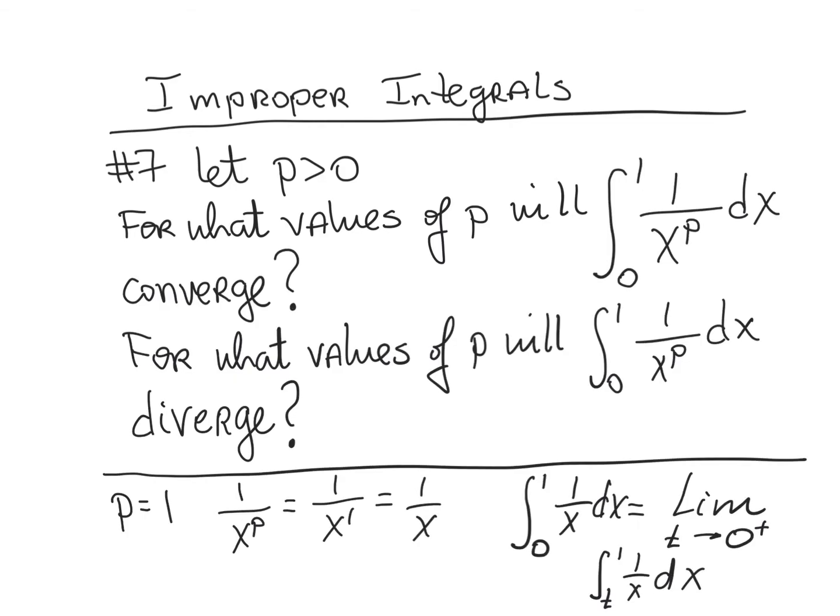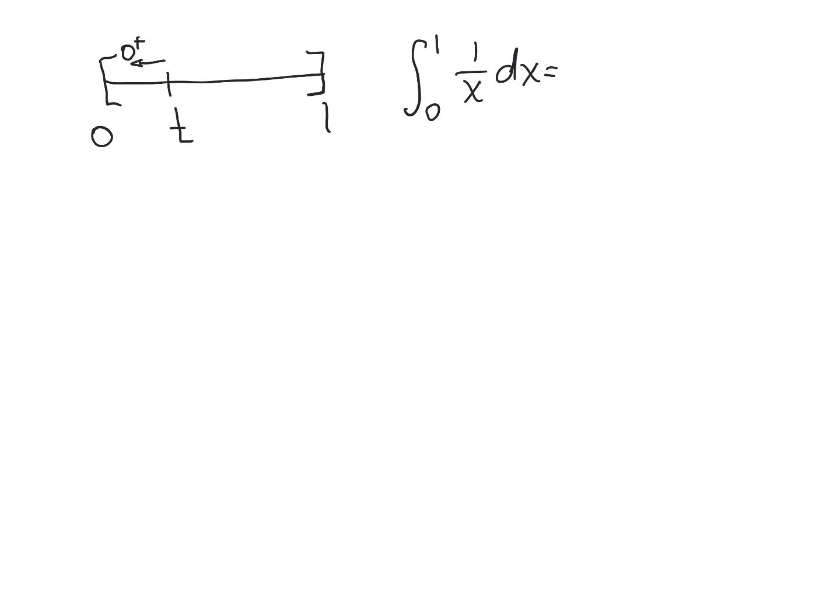And the reason for that is we look at the interval from 0 to 1. The function 1 over x is undefined at 0, but if t is any number strictly between 0 and 1, 1 over x is defined at t, and so if we let t approach 0 from the right, we'll be able to obtain the value of the improper integral from 0 to 1 of 1 over x dx if it exists, and if the limit doesn't exist, the integral will diverge.